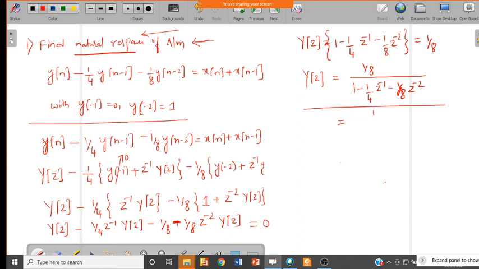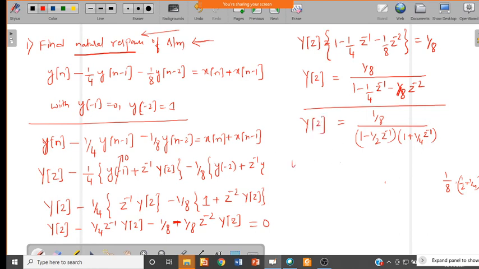Now we can write this one. So 1 by 8 divided by, what are all the roots? So we can say here it is 1 by 8, the product should come 1 by 8, and the difference should come 1 by 4. So we can take 1 by 2 and 1 by 4 as the roots. Product will become 1 by 8, and if you take difference 1 by 2 minus 1 by 4, you will get minus 1 by 4. So then you will get 1 minus 1 by 2 z inverse into 1 plus 1 by 4 z inverse. So these are the roots of this one.